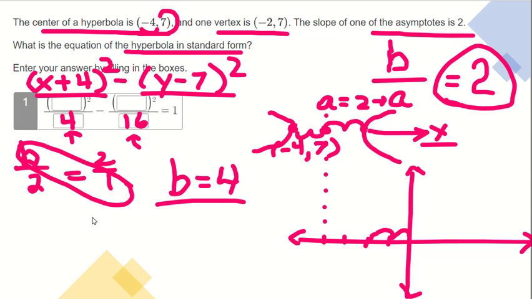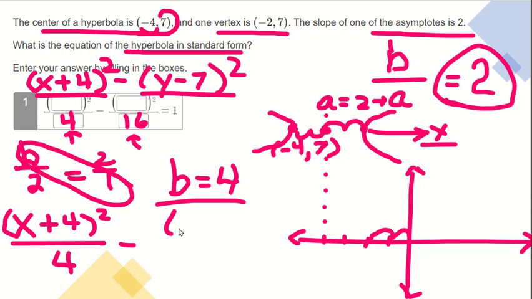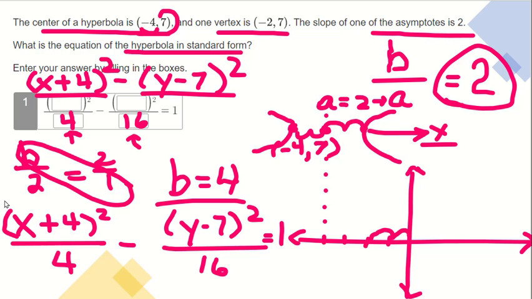So this is the equation in standard form. x plus 4 squared minus y minus 7 squared over 4. Gosh, I said that wrong. x plus 4 squared over 4 minus y minus 7 squared over 16 equals 1. This is the equation in standard form.